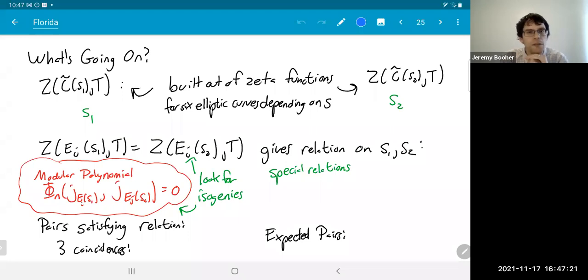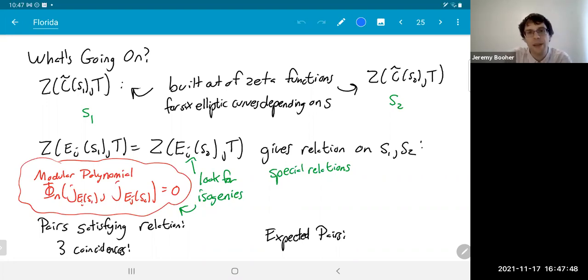So you can try to look for when these different elliptic curves that show up have the same zeta function. And you do that by looking for when they're isogenous. If you know about modular polynomials, there's a precise way to do this. When you do it, you get relations on the S1 and S2, which force these 2 particular elliptic curves to have the same zeta function at S1 and at S2.